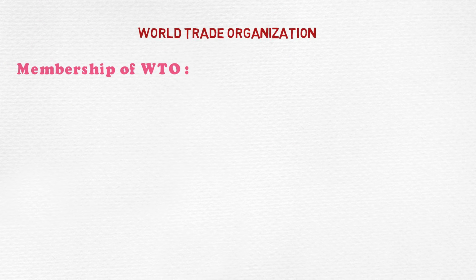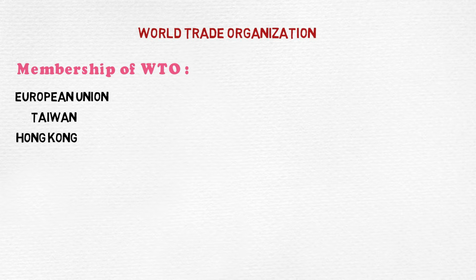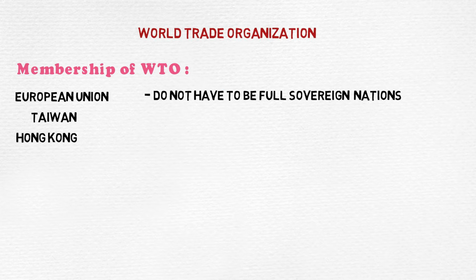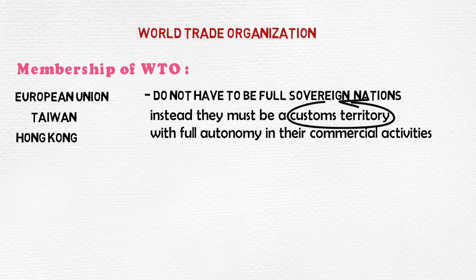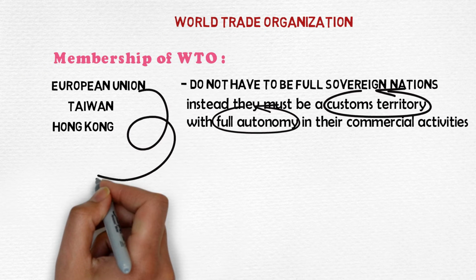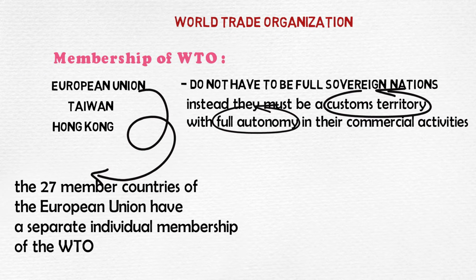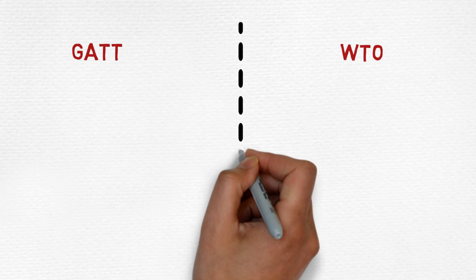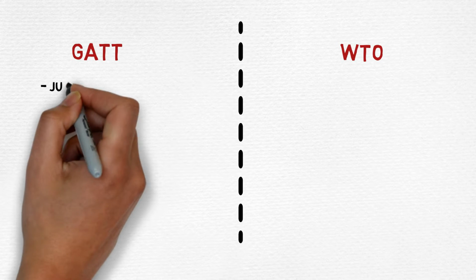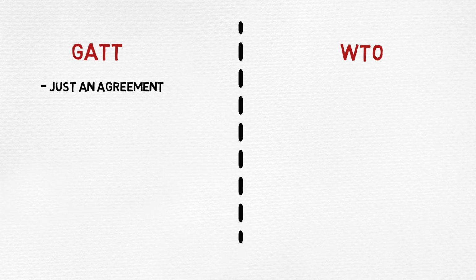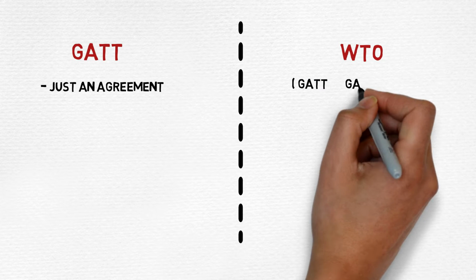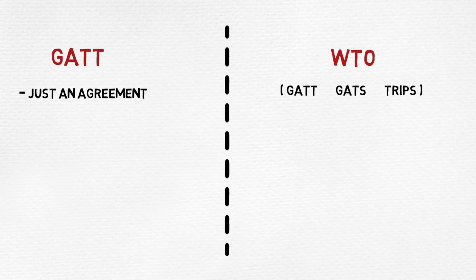The members of WTO are not just nation states, but they also include economic unions like European Union and other territories like Taiwan and Hong Kong. So WTO members do not have to be full sovereign nations, but instead they must be a customs territory with full autonomy in their commercial activities. Now please note that the 27 member countries of the European Union also have a separate individual membership of the WTO. The basic difference between GATT and WTO is that GATT was just an agreement among countries, but WTO is an organization that facilitates these agreements.